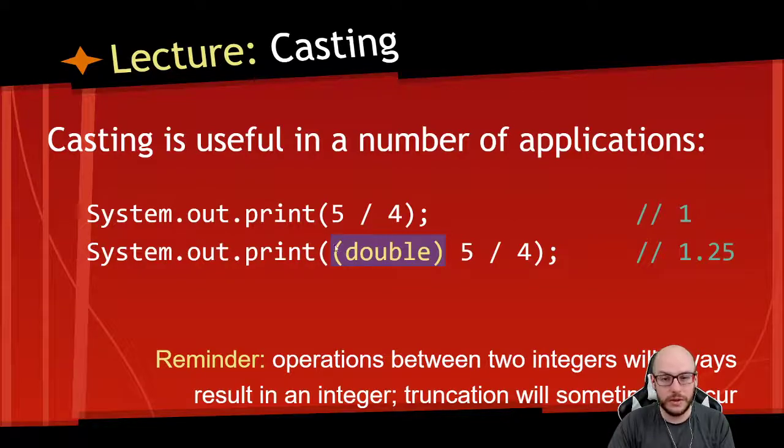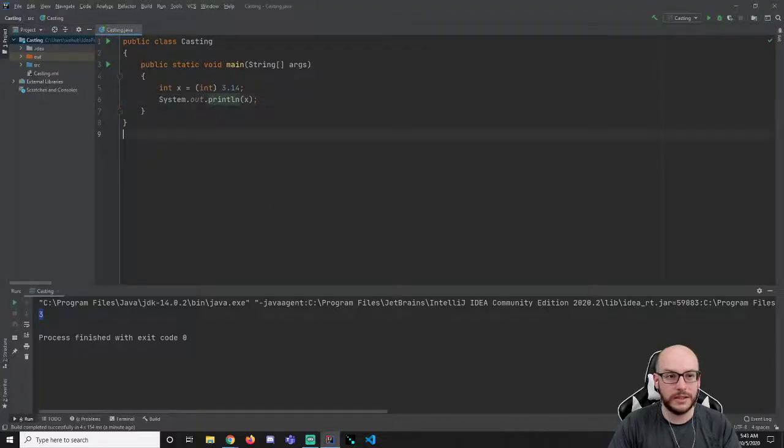However, you can come in here with a cast, and what it's going to do is treat the thing right behind it like a double. In this case, what's right behind it is a 5. So we're going to say, let's treat this 5 like a double. Now this is really 5.0 divided by 4, and that will stop the truncation from occurring. Let's play with that in IntelliJ real fast.